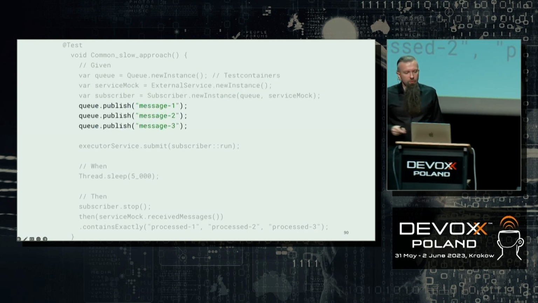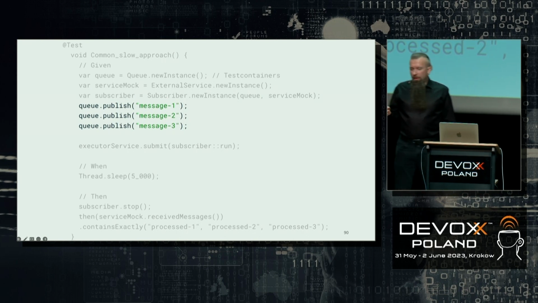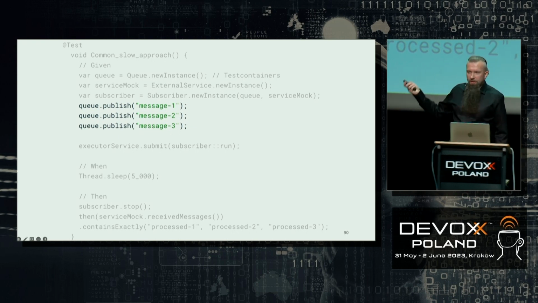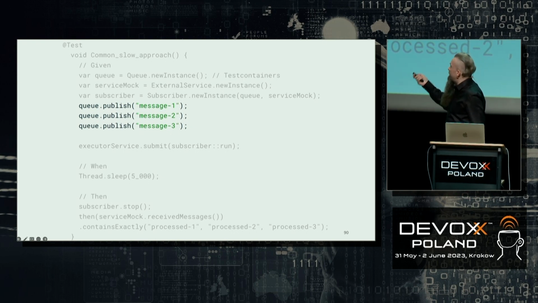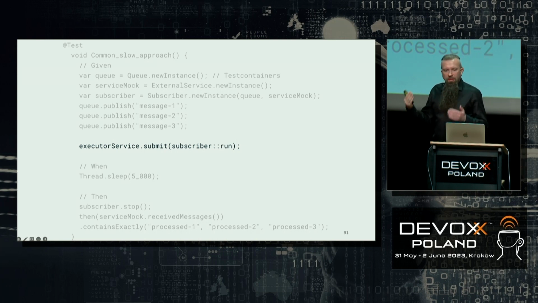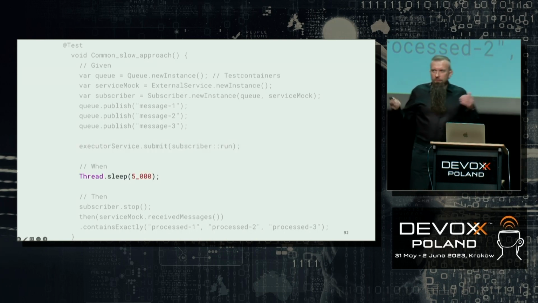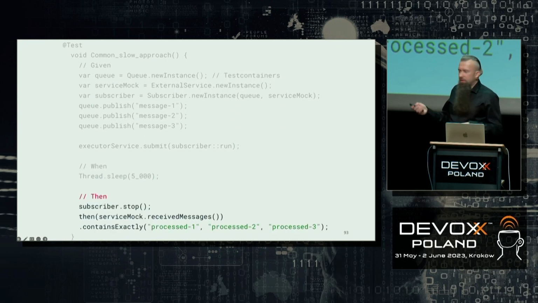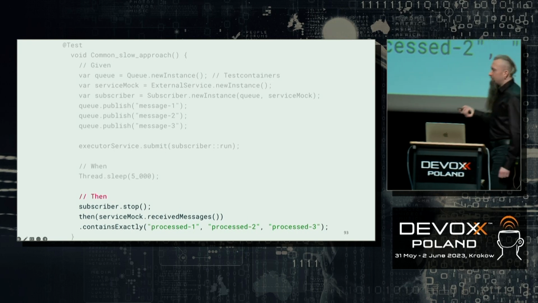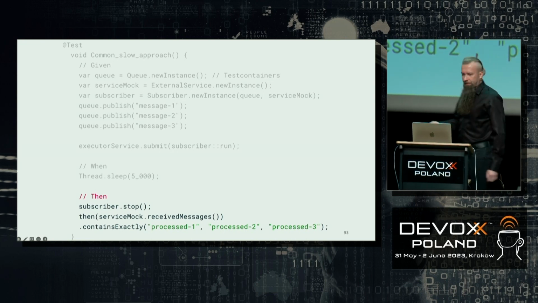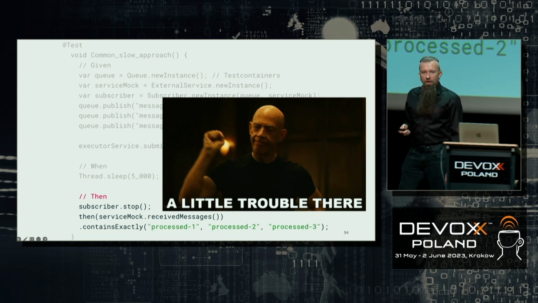And what we are going to do next, of course, is feed our queue with some messages. So let's publish the messages 1, 2, 3. Run the task which we are going to test for the subscriber in the background. Let's make some delay. I will get back to this in a second. And then just stop the subscriber, and let's check if the received messages on our mock contain exactly the processed messages. Okay, but we have a little trouble there.